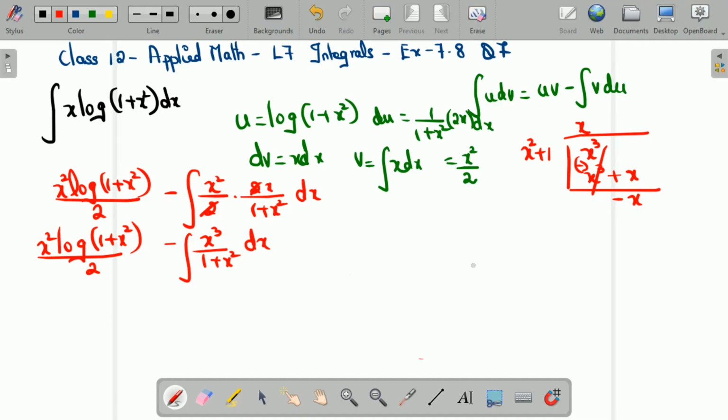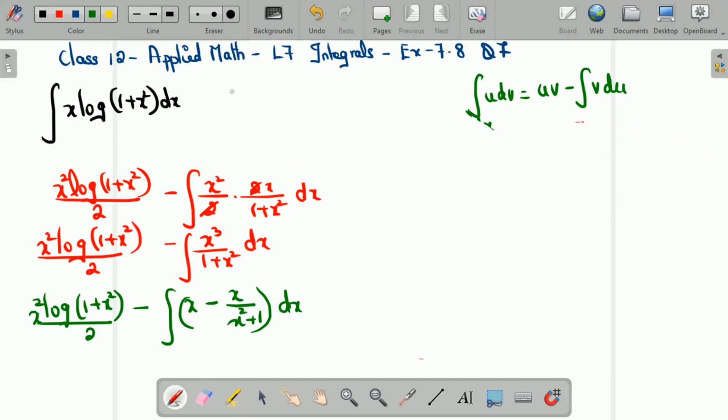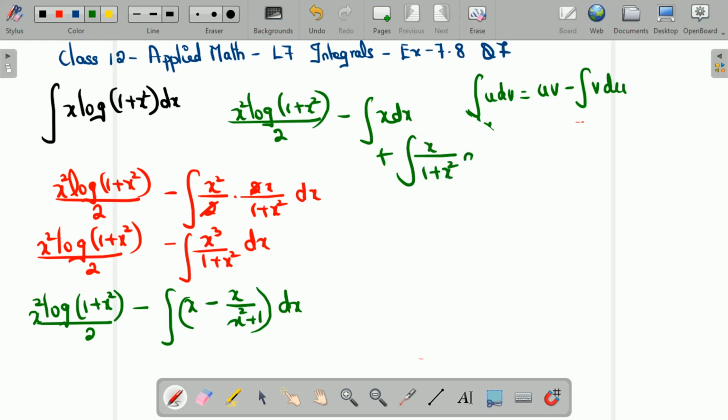So now you can write out in the quotient plus remainder by divisor format. So let's do this. So this is x squared into log of 1 plus x squared by 2 minus integral of, remember this is going to be the quotient, so x minus x divided by x squared plus 1 into dx. The next step, I'm going to break the integration into two parts. So let's do that. This is going to be x squared into log of 1 plus x squared the whole thing by 2 minus integral x dx. Minus into minus is plus integral x divided by 1 plus x squared dx.